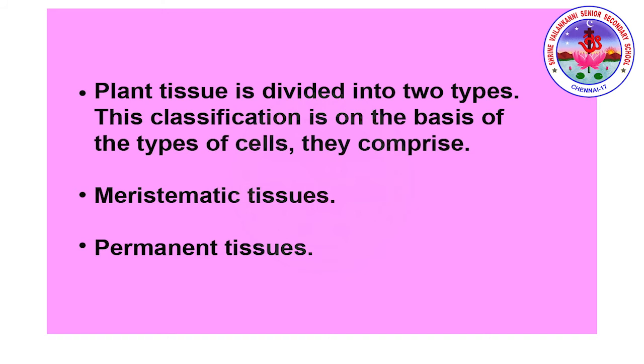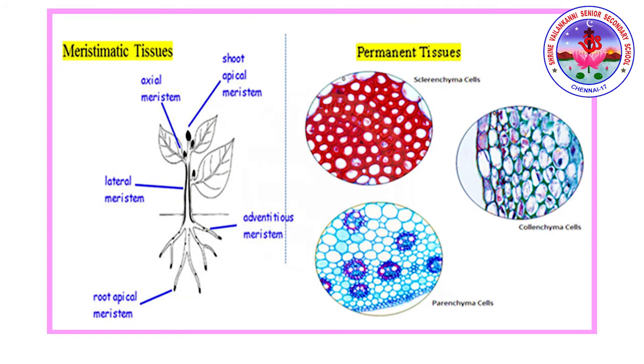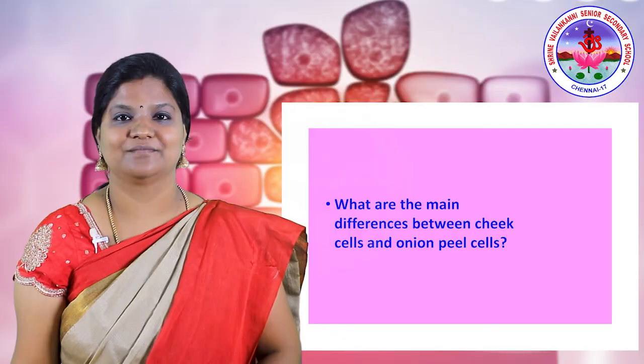Plant tissue is divided into two types. This classification is based on the types of cell. They are meristematic tissue and the other one is permanent tissue. So this will be the diagrammatic view of meristematic tissue and permanent tissue.